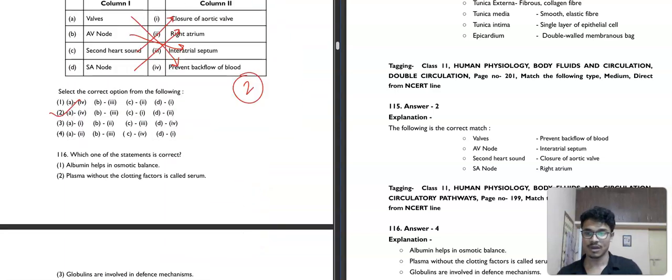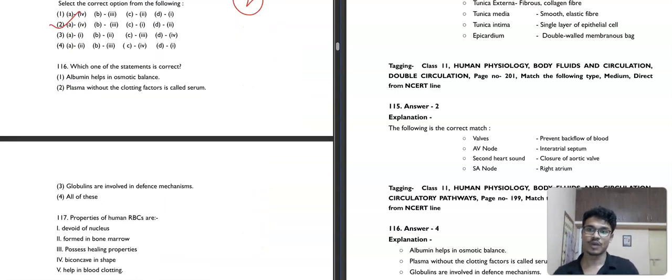Then question number 116. Which one of the statements is correct? Albumin helps in osmotic balance. Correct. Then plasma without clotting factor is called serum. Plasma without clotting factor is also known as serum. It is also correct. And globulins are involved in defense mechanism. We just solved this question. It is also correct. So all of the statements are correct. Fourth is our correct answer.